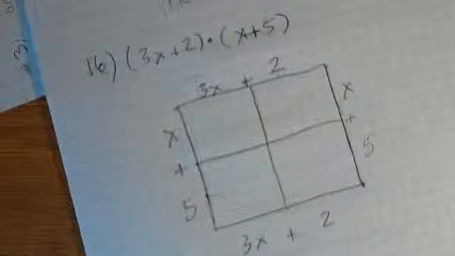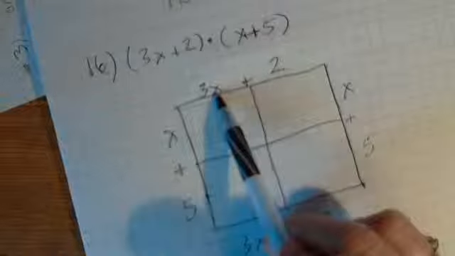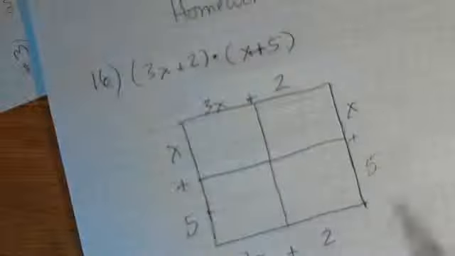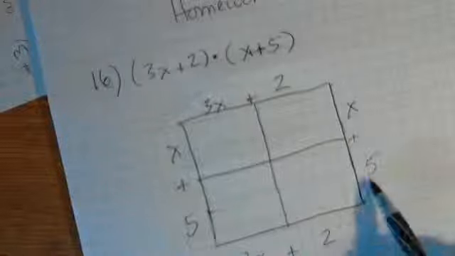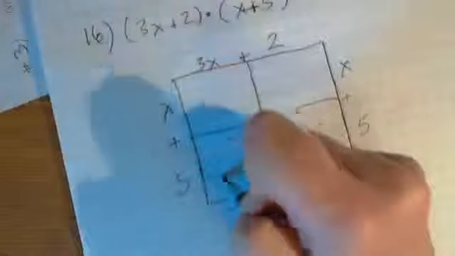Now what I'm going to do is find the area of each of these little boxes. So let's start with the easy one. If I've got a rectangle that's 5 by 2, then the area is 5 times 2, right? Well, same thing with variables. I've got one side 5 and one side 3x. I multiply 5 by 3x and I get 15x.